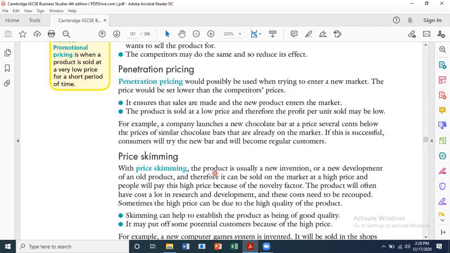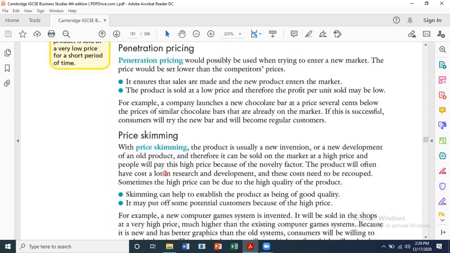The product is sold at a low price and therefore the profit per unit sold may be low. For example, a company launches a new chocolate bar at a price several cents below the prices of similar chocolate bars that are already on the market. If this is successful, consumers will try the new bar and will become regular customers.